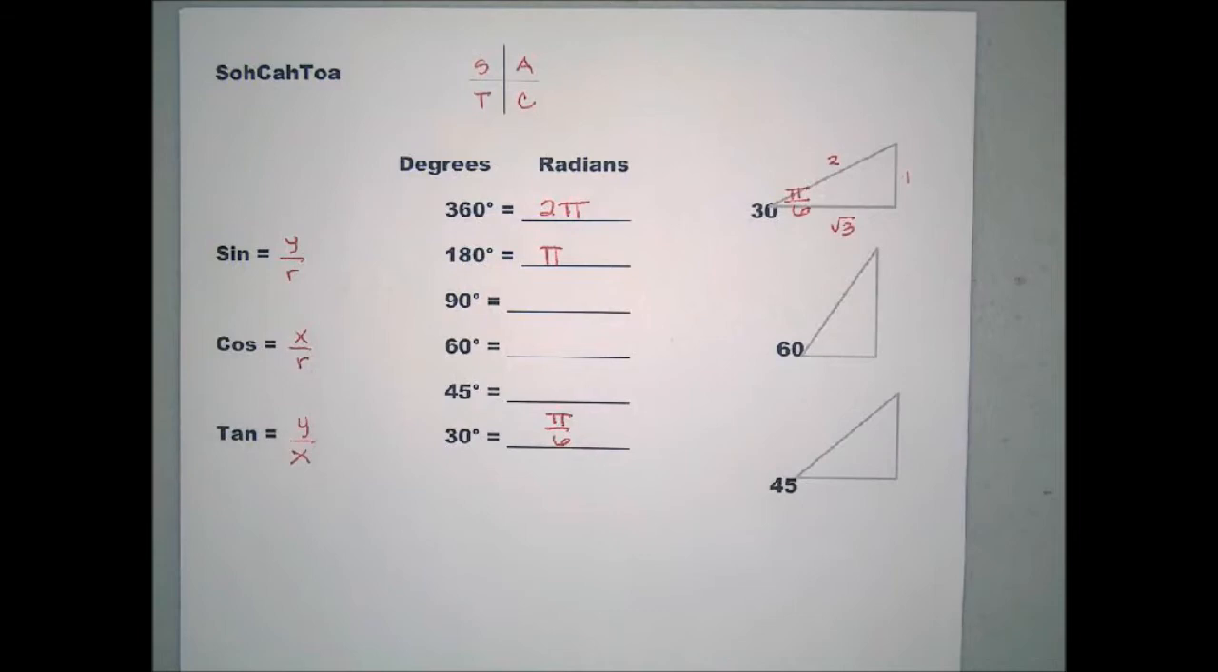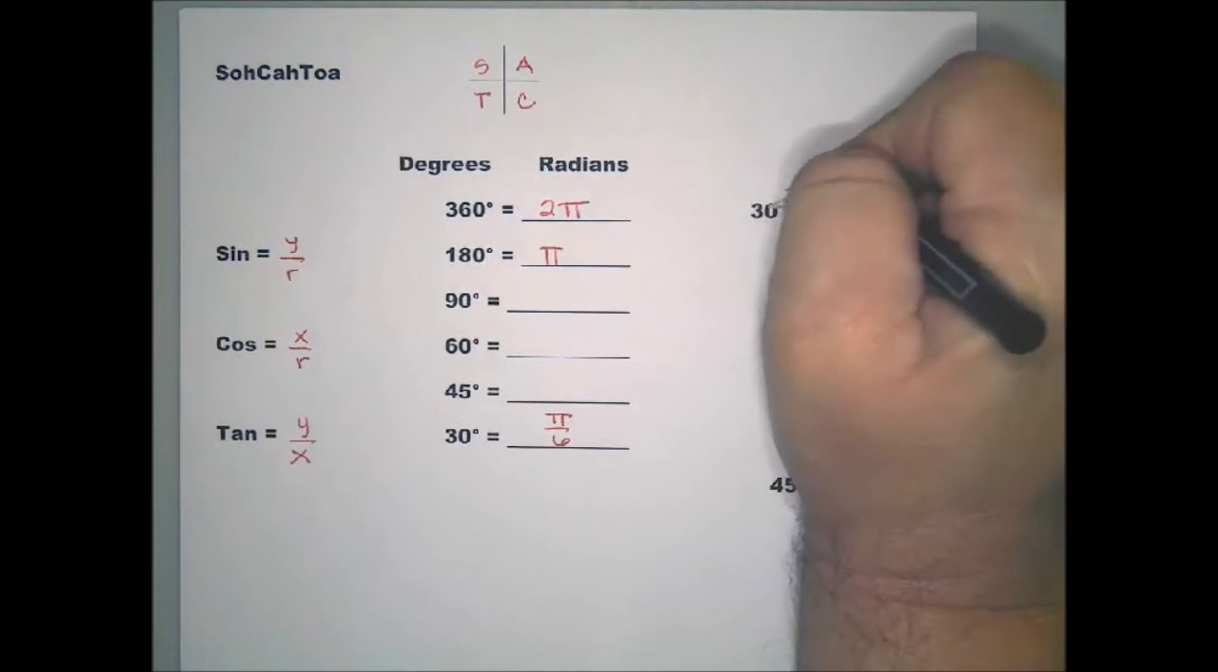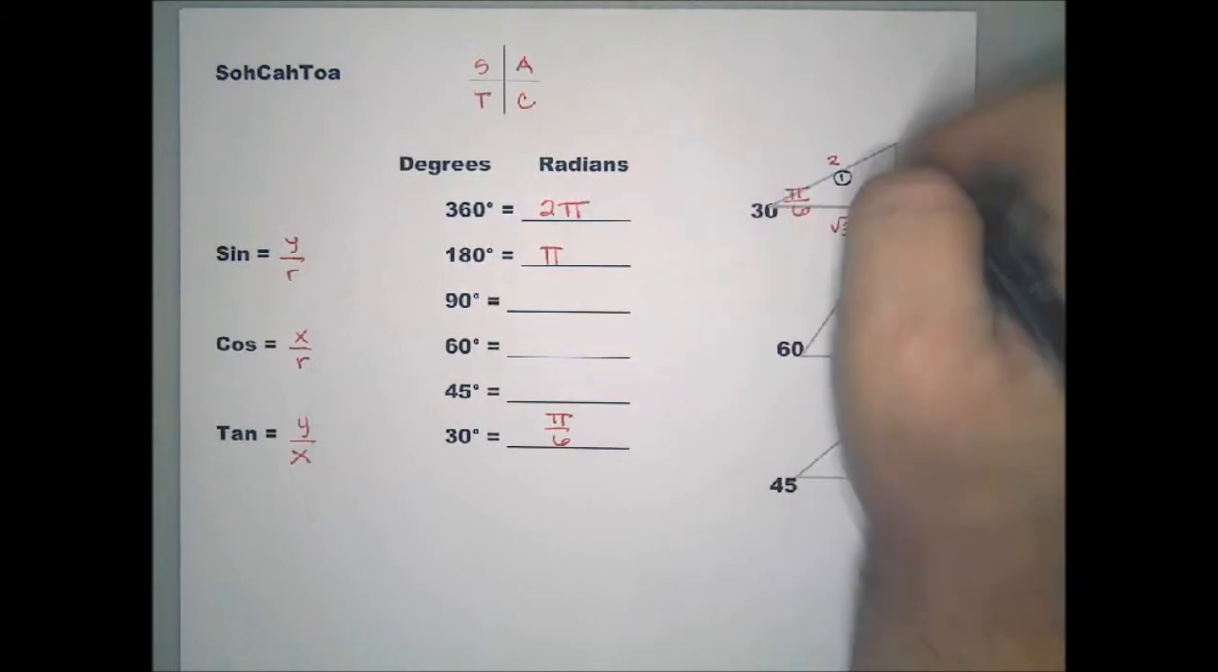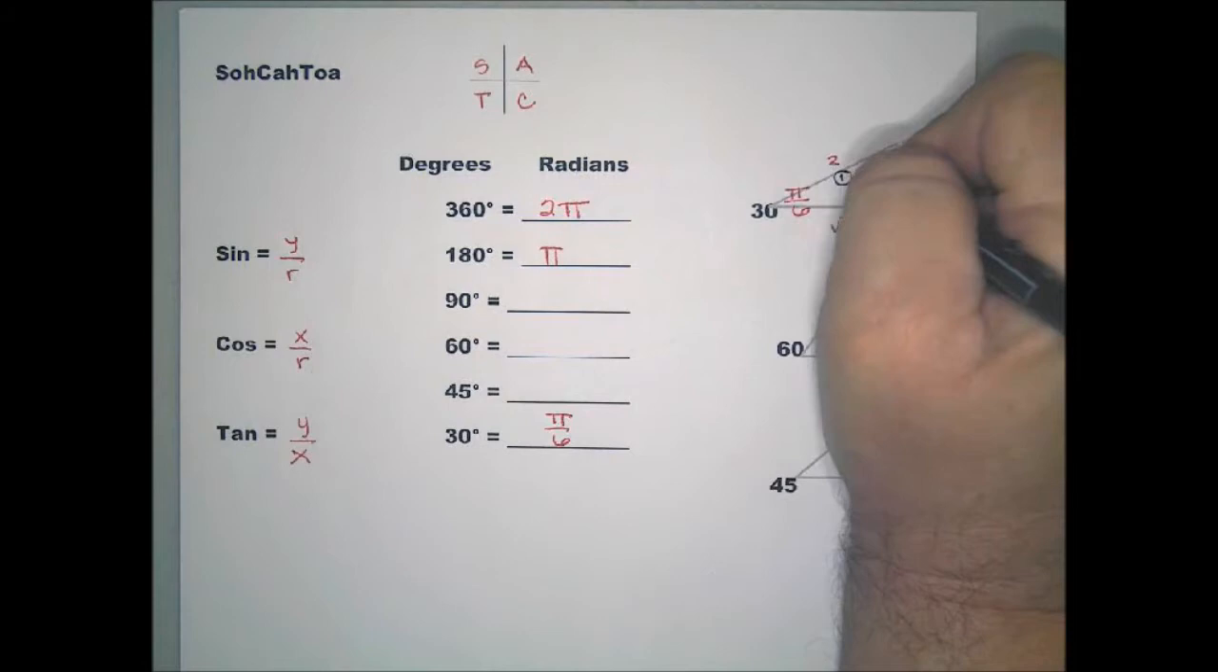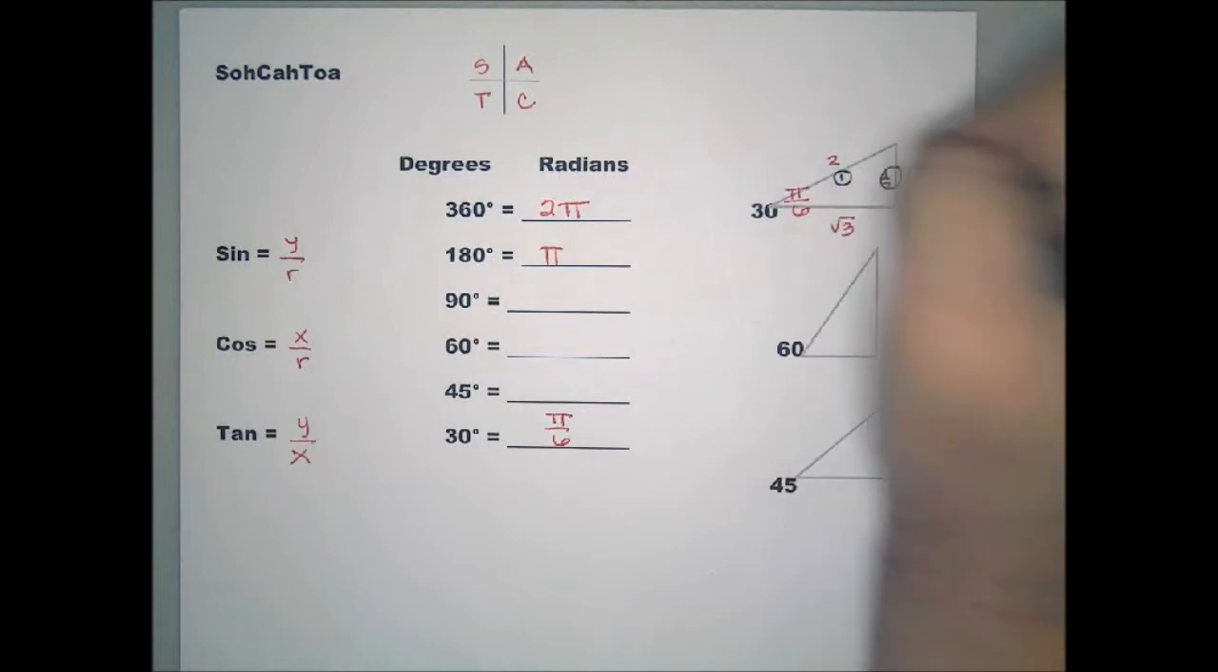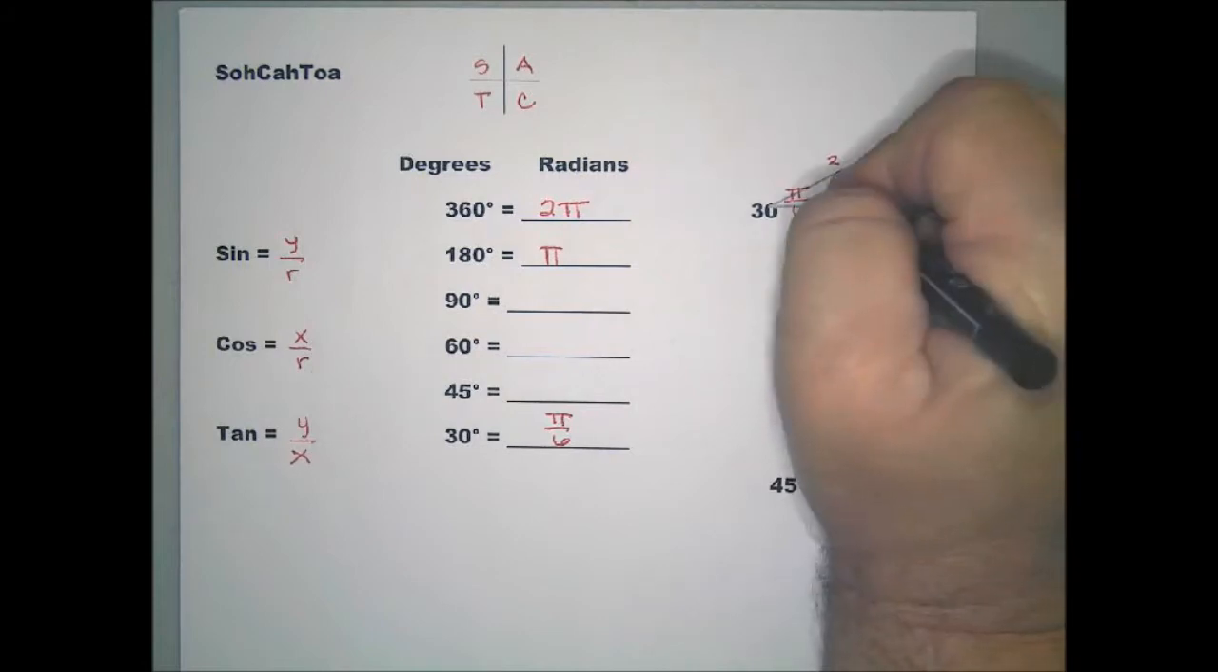Now, if you are in the unit circle, remember that 2 wouldn't be a 2, it would be a 1 because that's the radius of the unit circle, and this would be 1/2, and this would be root 3 over 2.